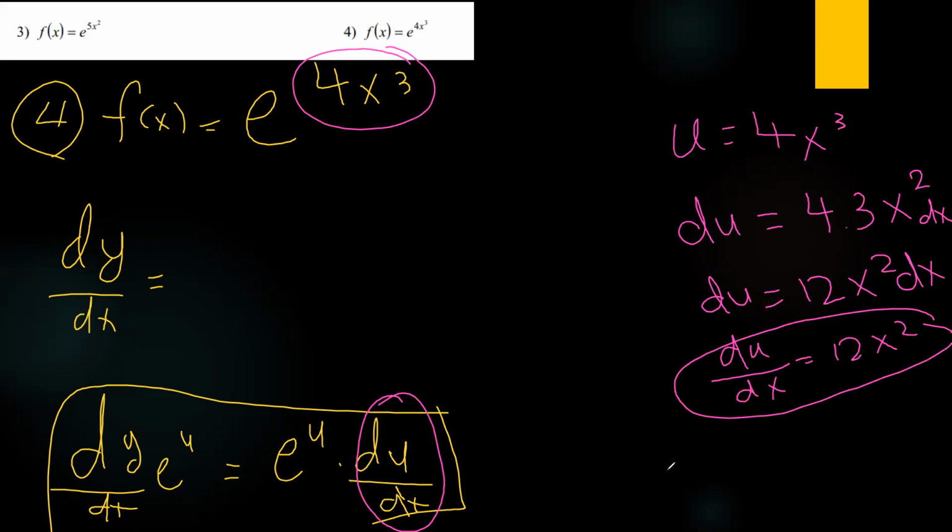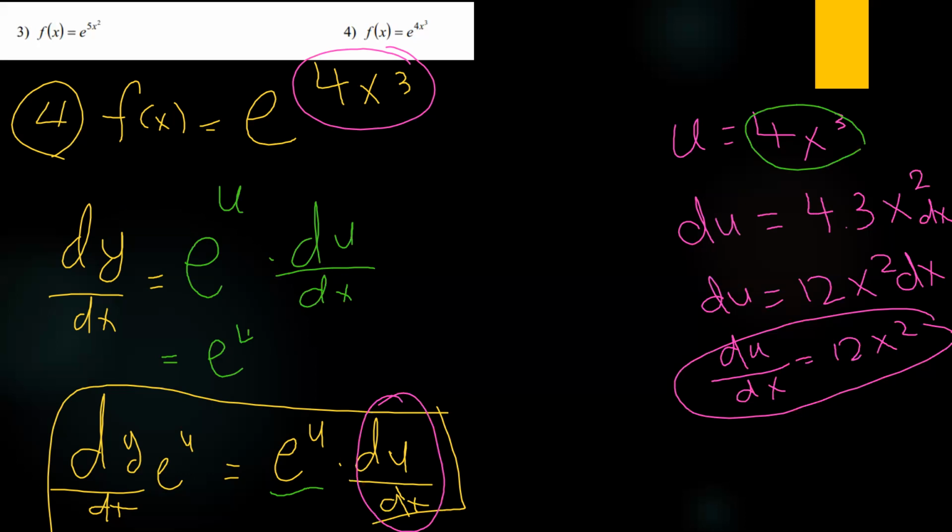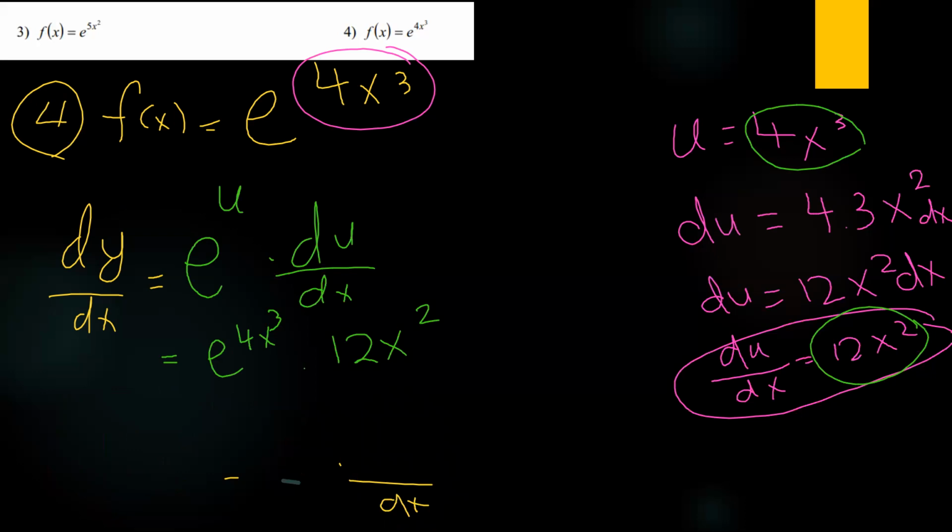So now let's come back here. I have u and I have du over dx. So dy over dx will be e to the power u times du over dx. Now where is u? It is 4x cubic. And where is du over dx? It's 12x squared. So let's rewrite it now as 12x squared e to the power 4x cubic. Is it clear? Yes, teacher.